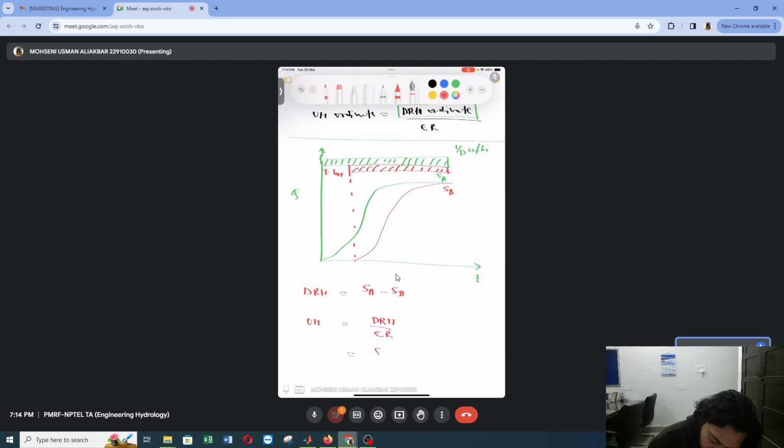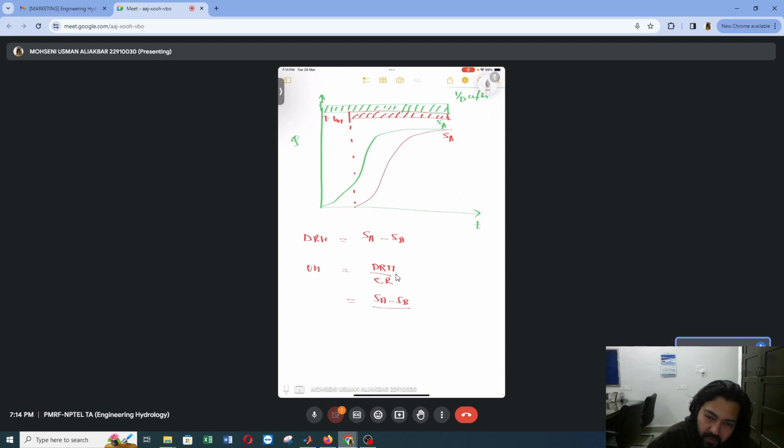So here the DRH is nothing but the difference between the ordinates of the S hydrograph, that is SA and SB, and what is the effective rainfall here? The effective rainfall is nothing but the intensity of rainfall, right? So it could be 1 by D. So it is not compulsory that it would be 1 by D. Why? Because there could be multiple durations of rainfall, right? This is the case where it would be a unit hydrograph, but we know that this could be a unit hydrograph of T hours, right?